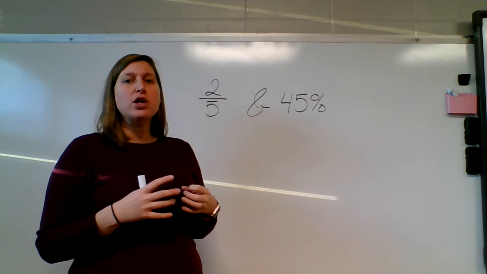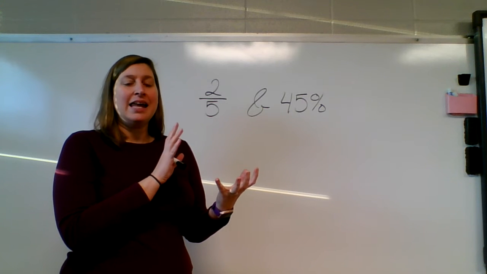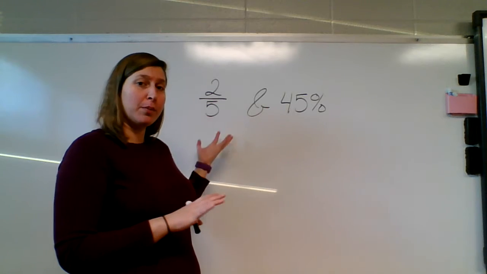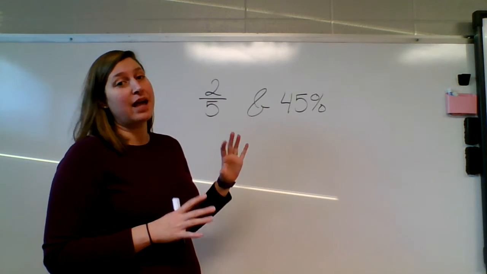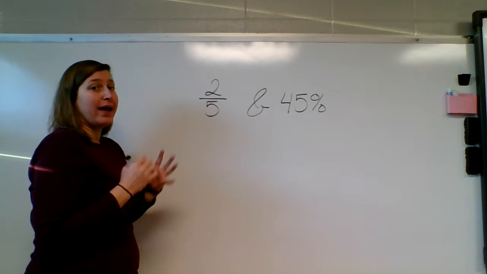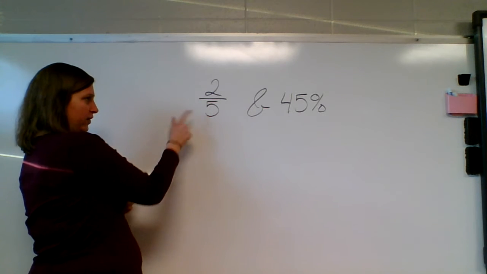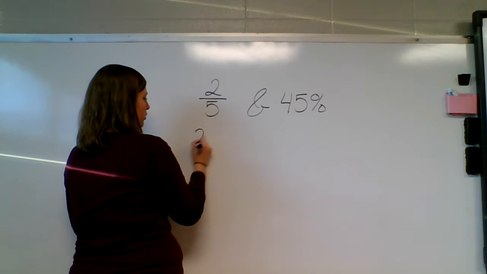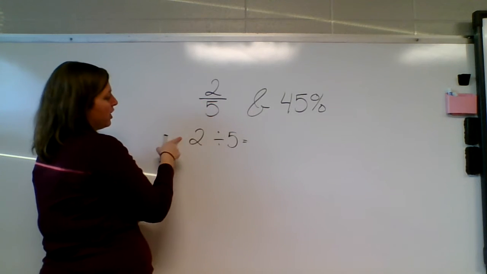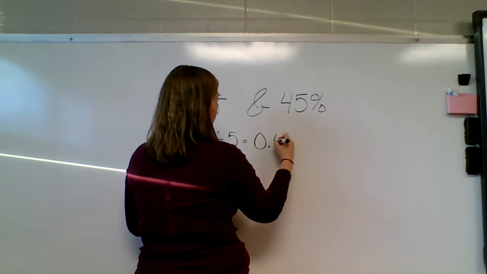To do that, we want to turn them into one form that we can compare them in. And the easiest form is a decimal. So we're going to convert both of these numbers into decimals. Let's start with 2/5. A fraction is nothing but a division problem in disguise. So to turn 2/5 into a decimal, we're going to do 2 divided by 5. We do numerator divided by denominator. And this is going to give us the decimal 4/10.